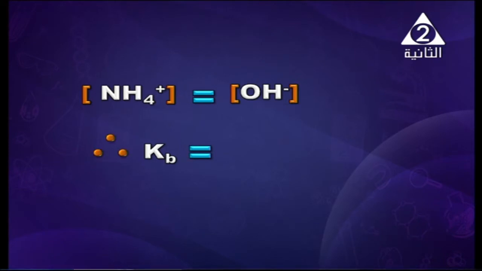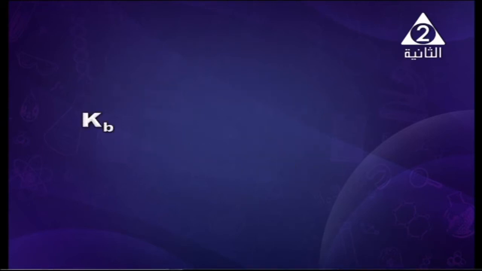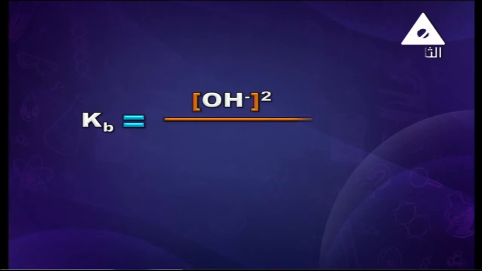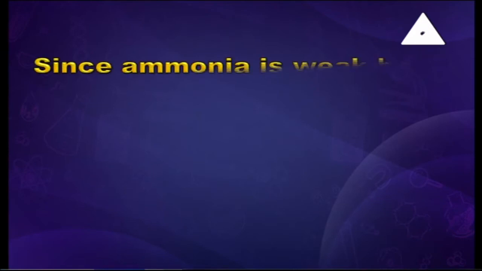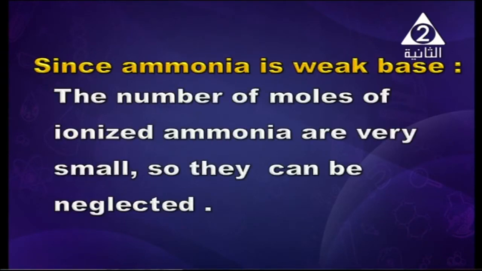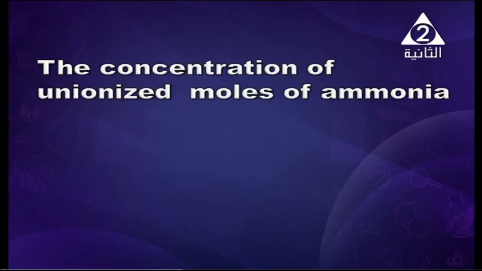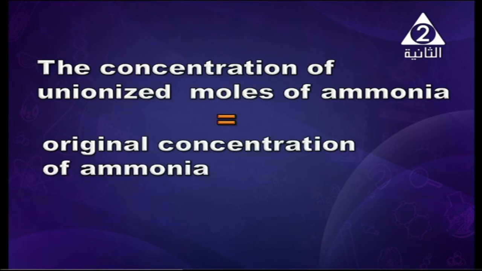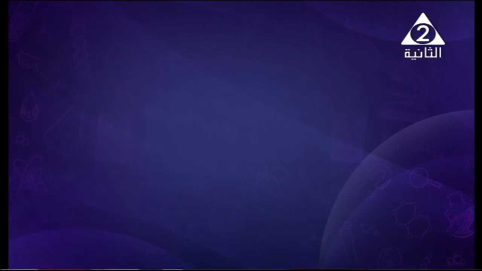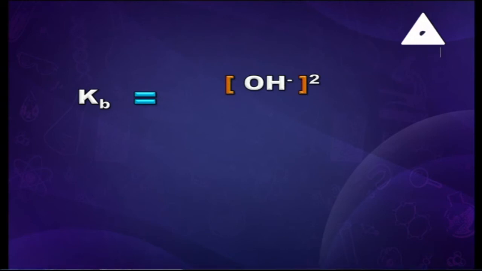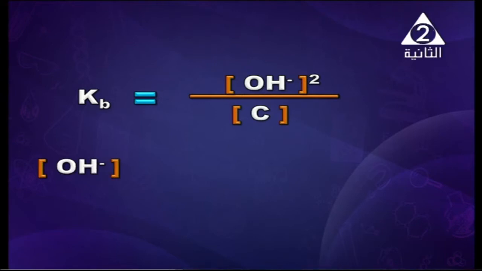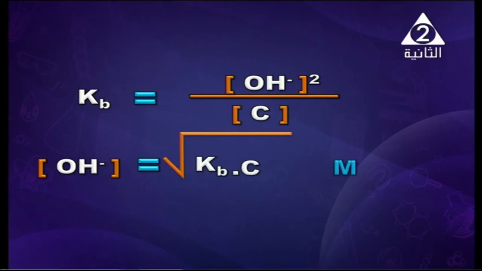So Kb for the reaction equals the concentration of hydroxide ion power 2 over the concentration of ammonia gas. As ammonia gas is a weak base, the number of moles of ionized ammonia is very small, so it can be neglected. So we can say the concentration of unionized ammonia equals the original concentration of ammonia, C. So we can substitute it in the Kb equation: Kb equals concentration of hydroxide ion power 2 over C. So hydroxide ion equals the square root of Kb times C, in molar solution.